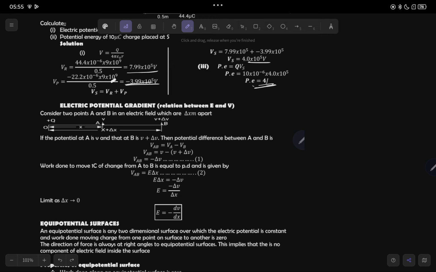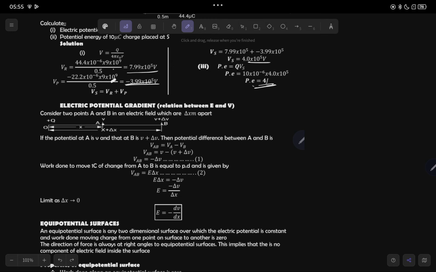So from point O to point A is X. From point O to point B is X plus delta X. So from A to B is simply delta X.